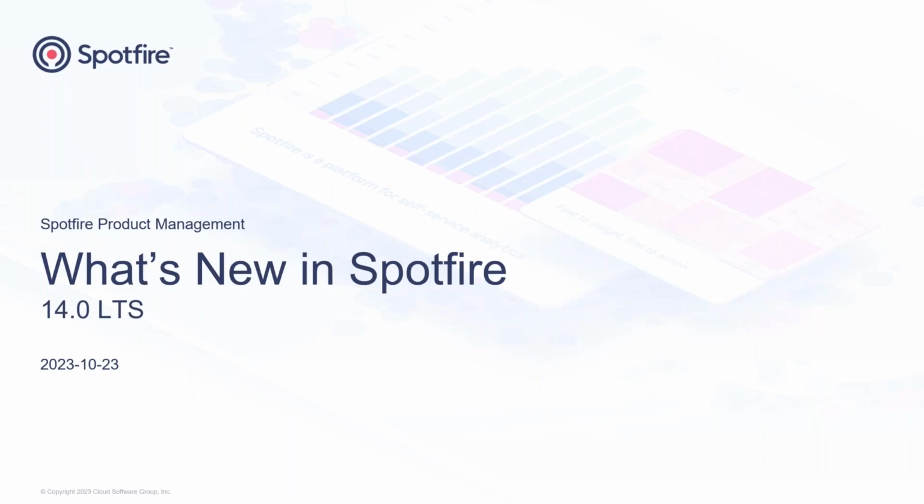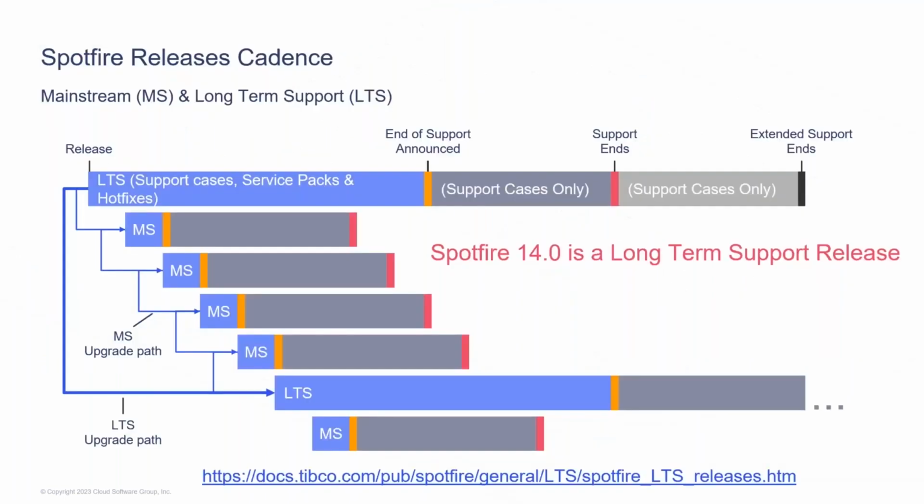We'll start with what's new in Spotfire 14.0 LTS, long-term support. This is our most recent release, released about a month ago or something like that. Spotfire 14 is a long-term support release, meaning that most large enterprises will upgrade to this version of Spotfire. We make long-term support releases roughly once per year, and each is typically supported for 2 years.